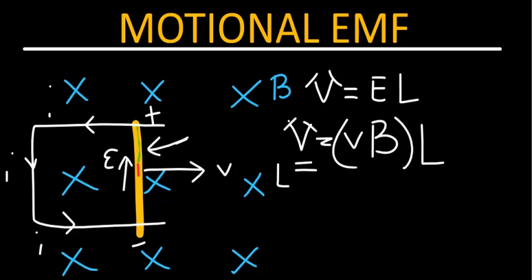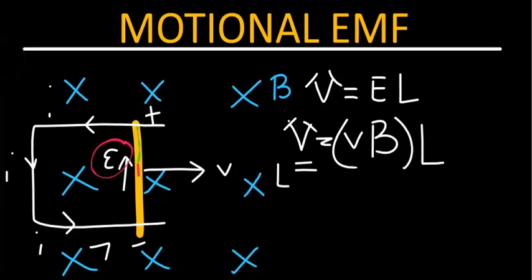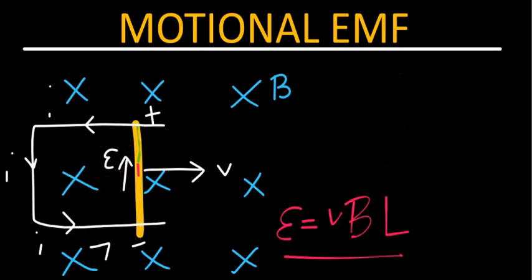Now you can clearly see that this moving rod has become a source of electromotive force. Within it, charge moves from the lower potential to the higher potential, and in the remainder of the circuit, charge moves from the higher potential to the lower potential. This is what we call the motional electromotive force, whose magnitude is given by that expression. So we write that as vBL. Of course, this result has been derived for a magnetic field that is uniform.